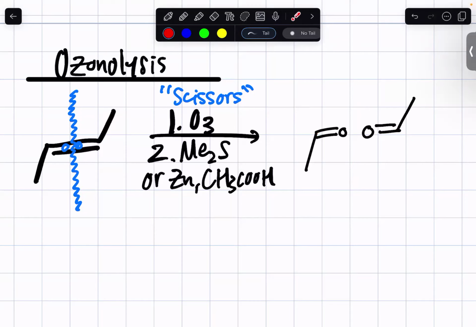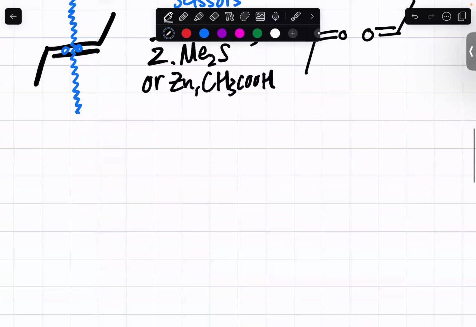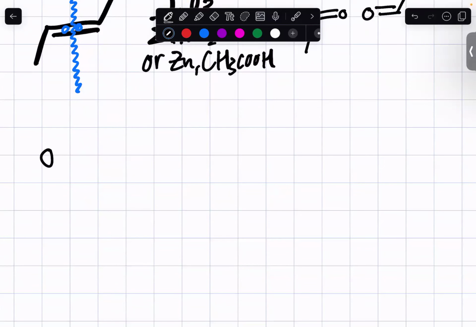Okay. So let's go over the mechanism of how this works. We are going to draw out the O3, which looks like this here.